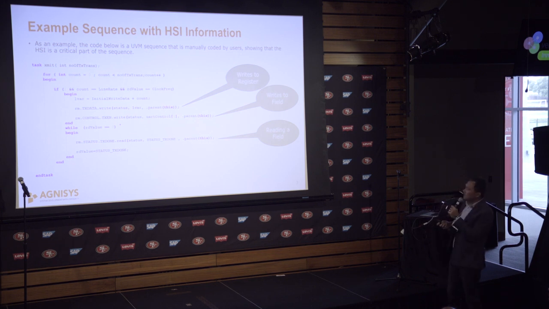So you can see here's an example of a sequence in UVM. You can see the rm.tx data. That's a write to this register tx data via the register model. So you need to have that interface layer in order for this step to be executed. And also there's a write to the control register txen field, and it's also done via the register model.